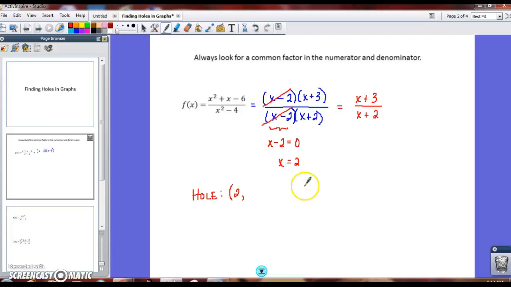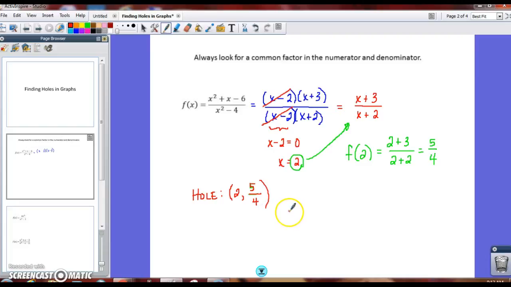So now in order to find the y-coordinate, all I'm doing is taking this value and plugging it in to figure out what the y-coordinate is. So basically, I'm finding f of 2, meaning in this function up here, I'm plugging 2 in for x. So I have 2 plus 3 over 2 plus 2, which gives me 5 over 4. And so let me do that in red. And so my hole is at 2 comma 5/4.